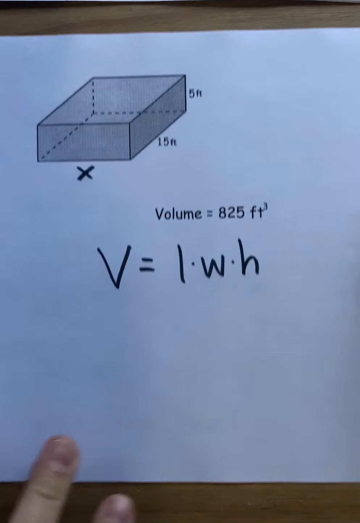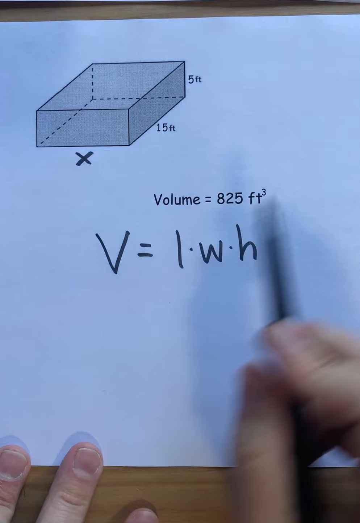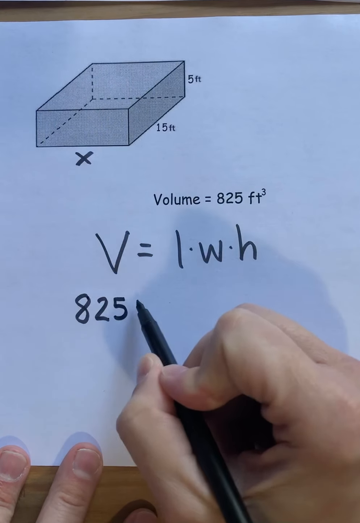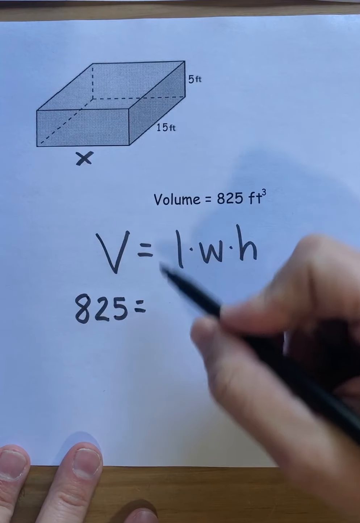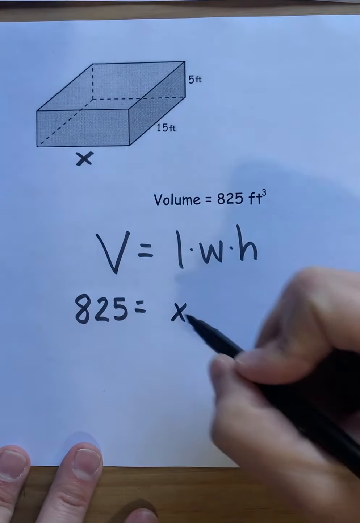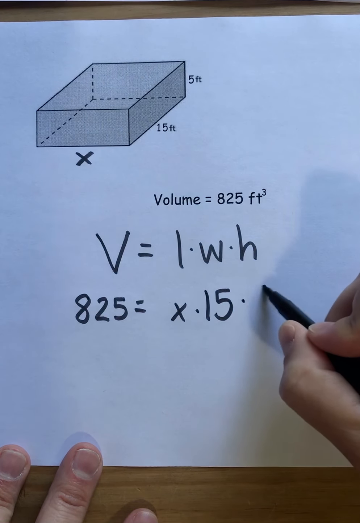And we're going to put together all the things that we've learned in the last few units. We're going to substitute the values of our variable. So this is an 825. Our length we don't know, so I'll leave it as an x, since that's what I'd written there. My width is 15, and my height is 5.